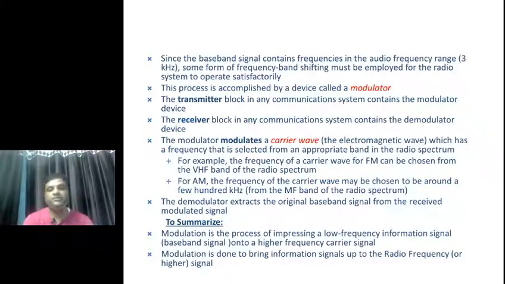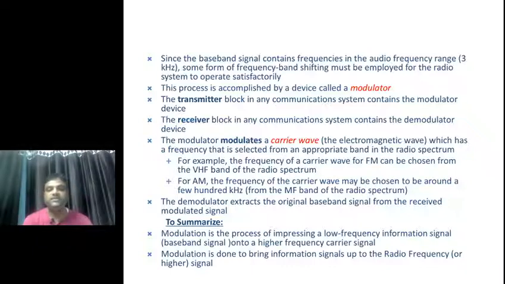Then a modulator modulates the carrier wave, which has a frequency that is selected from an appropriate band in the radio spectrum. We have already seen the radio spectrum, and the carrier frequency is always larger than the frequency of the information waves or modulating waves. For example, the frequency of the carrier wave for FM can be chosen from the VHF band of the radio spectrum. For AM it can be chosen from around a few kilohertz to a few hundred kilohertz. The demodulator extracts the original baseband signal from the received modulated signal.